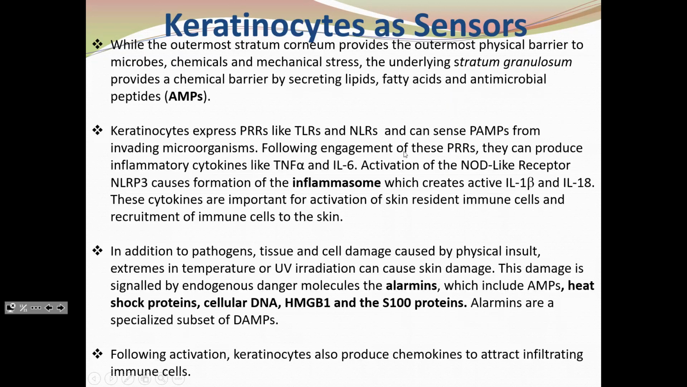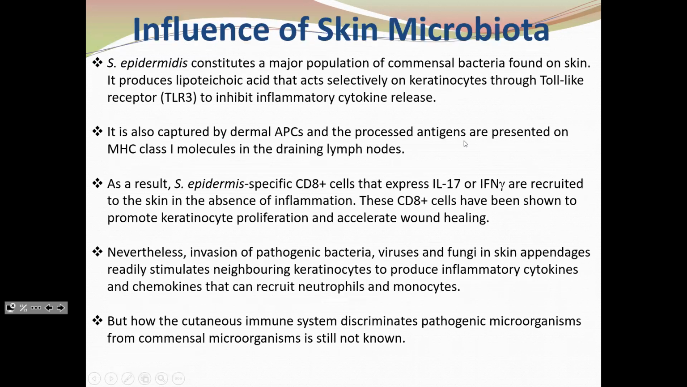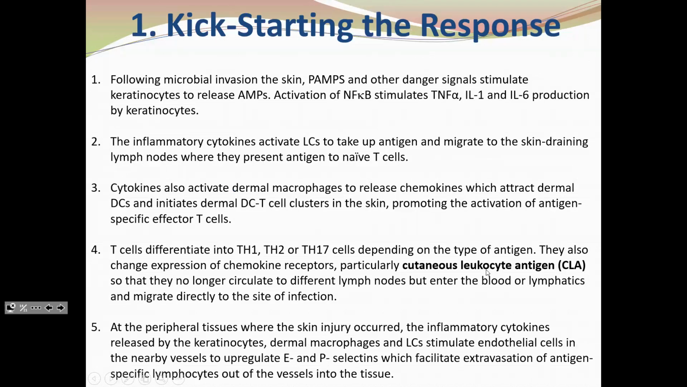in the lymph node, the naive T cell becomes an effector T cell, and also expresses another pattern of chemokine receptors, particularly in the form of this cutaneous leukocyte antigen. So this is a chemokine receptor, which then drives the circulating T cell not to go from one lymph node to another, but to home directly back to the skin where that invasion occurs, to then generate the cell-mediated immune response.